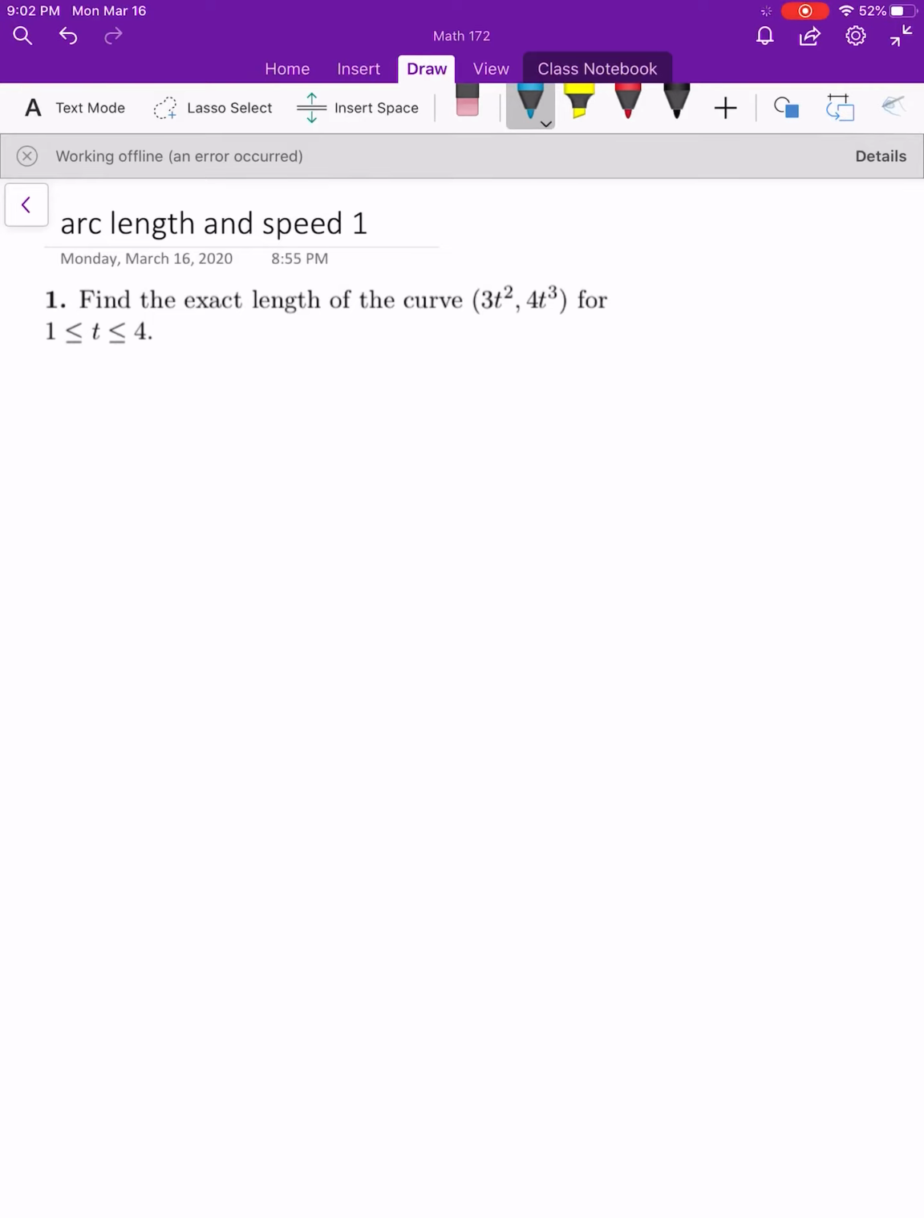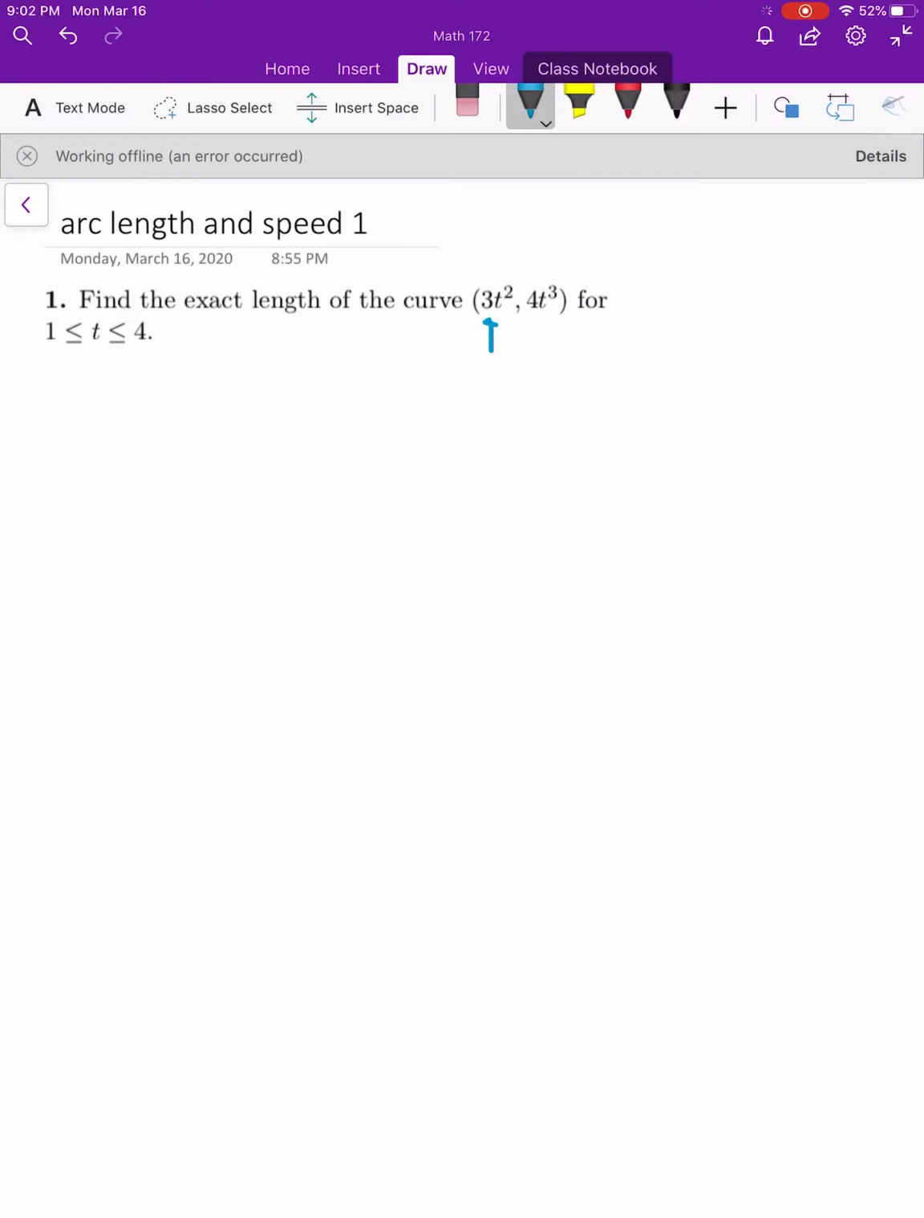This first example will hopefully show how the arc length formula can be very unwieldy. One typically evaluates the arc length integral exactly only in special situations, and even then, only after some careful algebra. So here we want the arc length for the curve, where x is 3t squared, y equal 4t cubed, with parameter interval from 1 to 4.